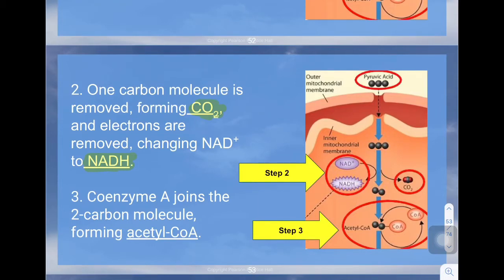Then what is left over, the carbon molecule that's left over from that change, is going to join with an enzyme called coenzyme A, and that forms a molecule called acetyl-CoA. You can see that here in step number 3, acetyl-CoA.